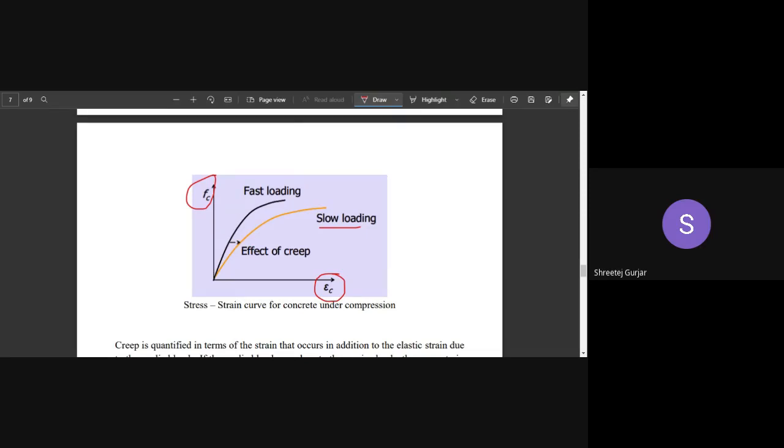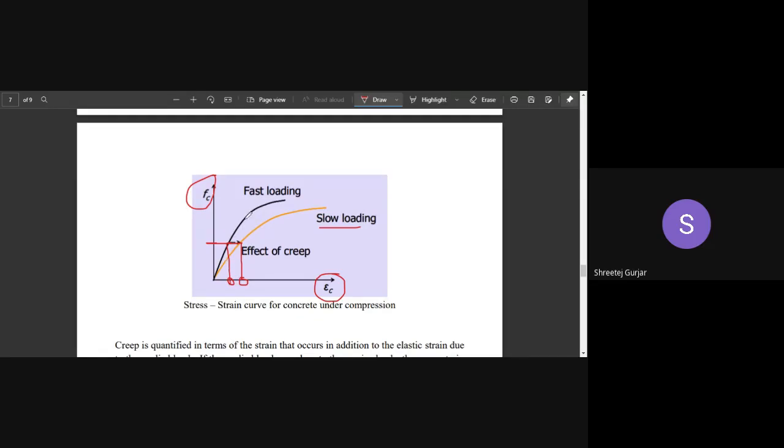same. For fast loading, we have a steep curve, and for slow loading, the stress strain curve is elongated. It is elongated, right? We can see at this stress level there is an increased amount of strain. For this amount of stress, for fast loading we have this much strain, but with slow loading there is an increased amount of strain for a particular amount of stress. So this shift of your curve, right?